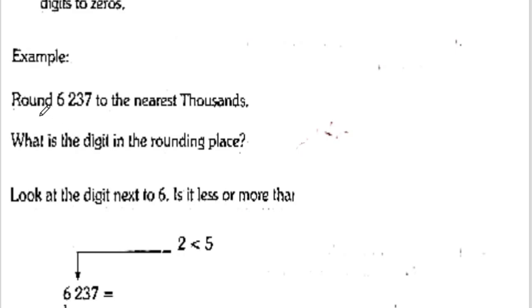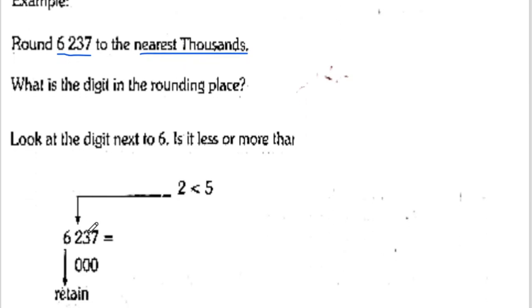Another example, we are going to round off 6,237. We need to round off to the nearest thousands. The given, again, 6,237. We need to round off the thousands place. This one is the thousands place. The place value of these digits is ones, tens, hundreds, next, thousands. And then the question is, we need to round off or round up the thousands.